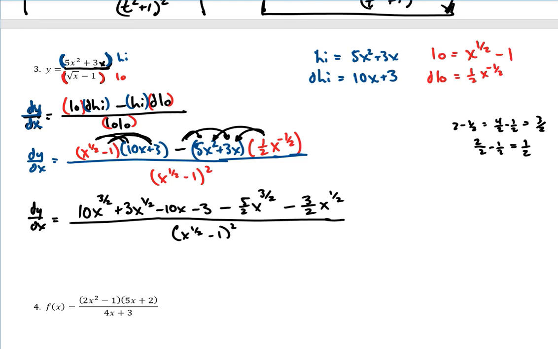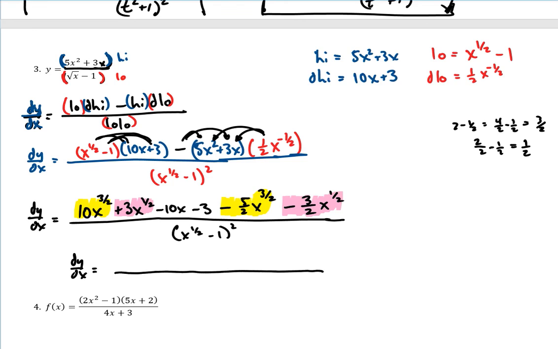Okay, and then now, again, just like most of these problems, I want to go through it and see what simplifies. We have 10x to the 3 halves minus 5 halves x to the 3 halves. So those would combine. And then let me use my highlighter still. I have positive 3x to the 1 half and the minus 3x to the 1 half. Those would combine. Okay, so what this becomes is our dy dx is, set up a big fraction.